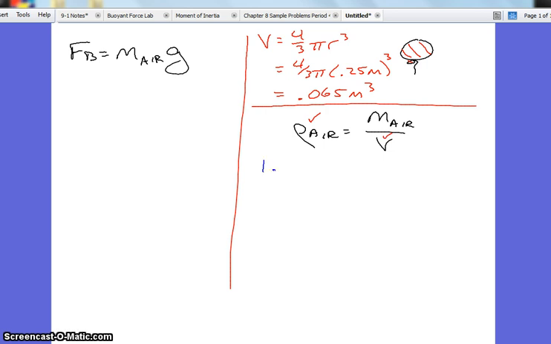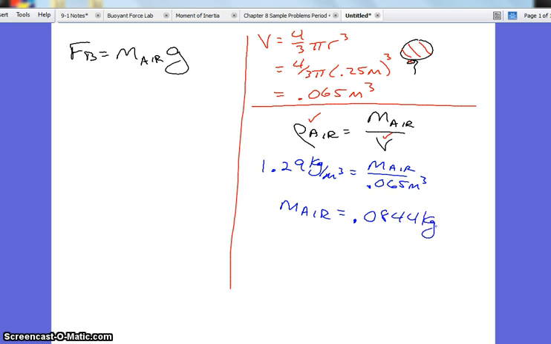Now we can get our mass of the air. The density of air is 1.29 kilograms per cubic meter. We're solving for the mass of the air, and we know the volume to be 0.065 cubic meters. Really, density is a way to get back and forth between mass and volume for any given substance. If you know the mass or the volume of a substance and you know its density, you can find the other. We get our mass to be 0.0844 kilograms.